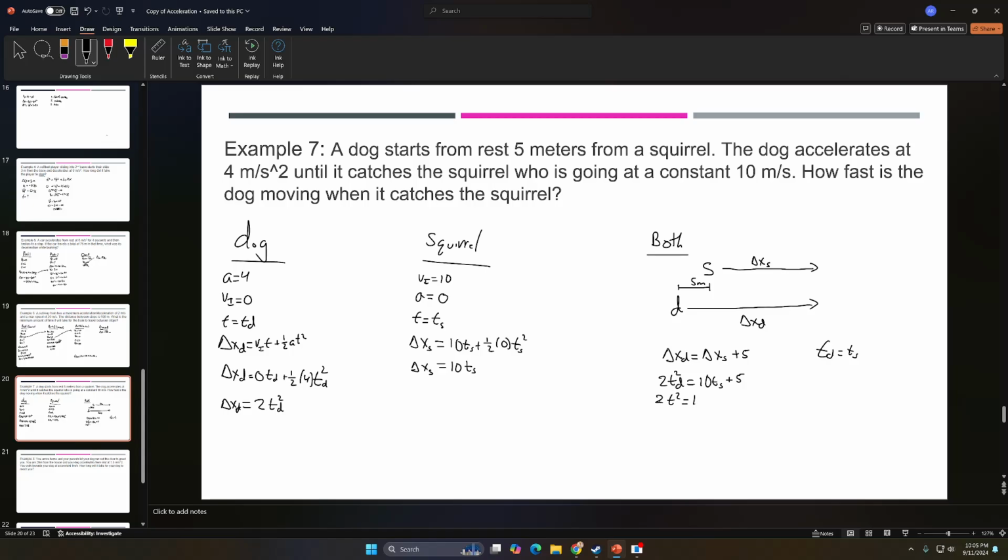2t squared equals 10t plus 5. And ultimately we can do the Pythagorean theorem. Not the Pythagorean theorem, sorry. What's it called? Quadratic formula. Quadratic formula with this, or you can be lazy and ask your computer to solve it. Whatever. Not too big a deal. You get the time is equal to 5.46 seconds.